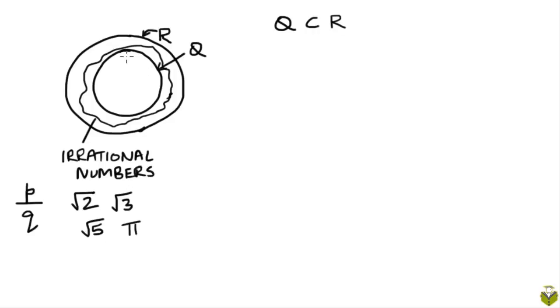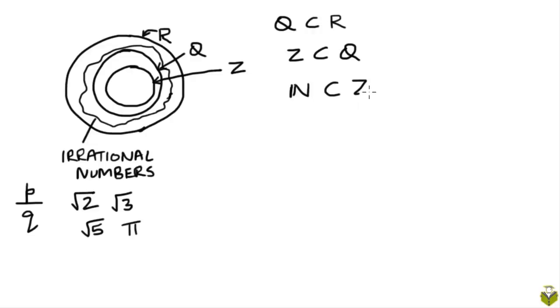Now within the set of rational numbers, we have a smaller subset, which is the set of integers. So I could draw another inner circle within Q, and this would be the set of integers Z, because we know that Z is a subset of Q. And we also know that the set of natural numbers N is a subset of the set of integers Z. So we have another smaller circle here representing the set of natural numbers.